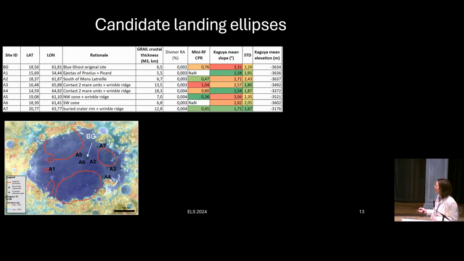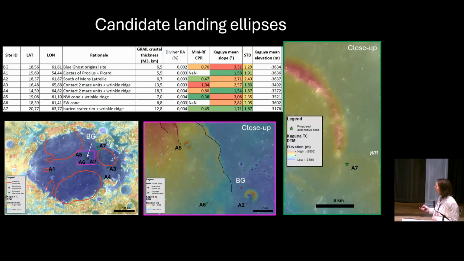And here, this table presents the sites. So here again, the location of the sites. We have several parameters like the mini-RF CPR and the Kaguya mean slope, and what we see here is that the Blue Ghost original site has a higher slope than the other ones that we proposed.